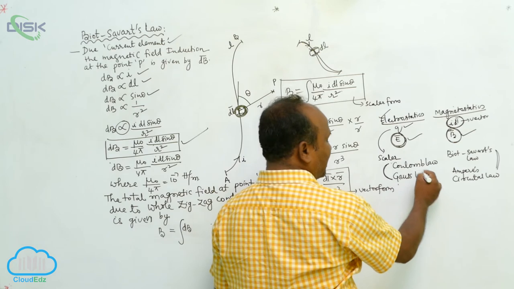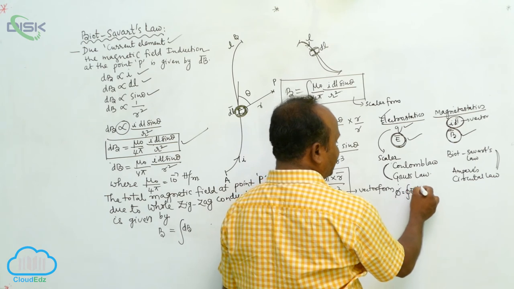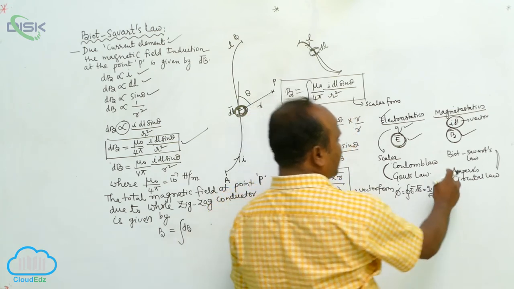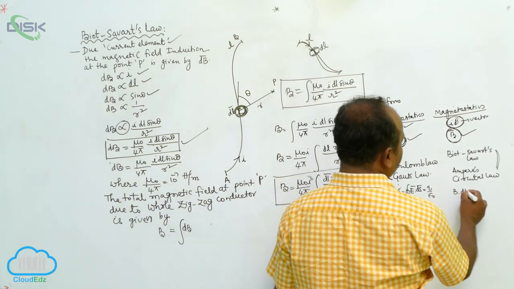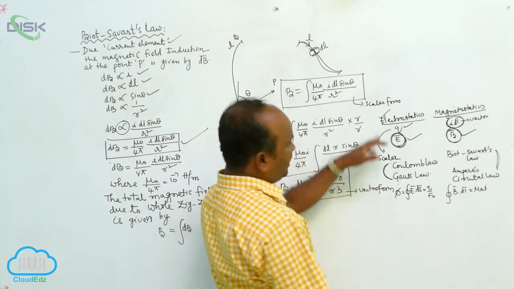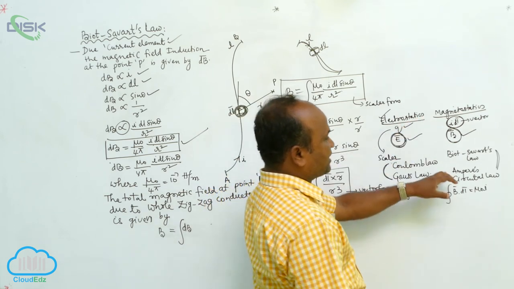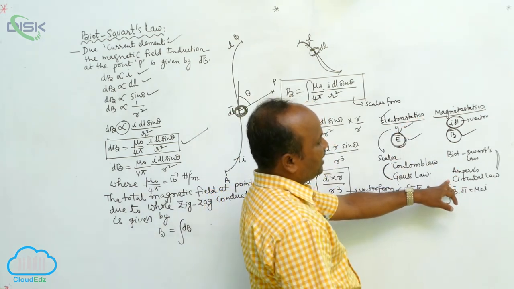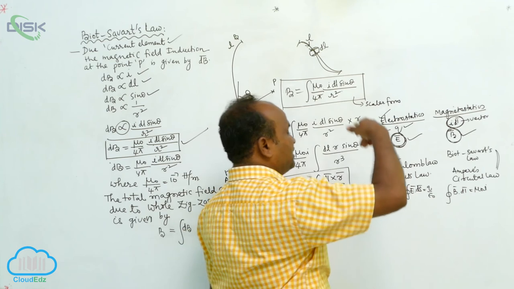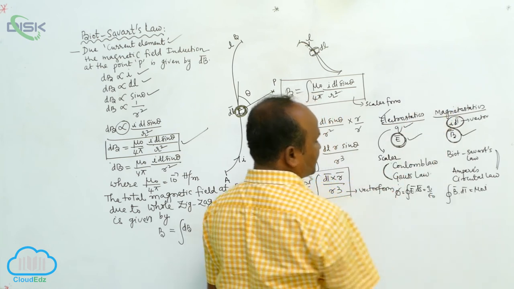What is the statement of Gauss law? The flux, that is the closed integral of E bar dot ds bar, is equal to Q by epsilon naught. Ampere circuital law: the line integral of B bar dot dl bar is equal to mu naught I. Therefore, in electrostatics, Coulomb law and Gauss law are there. In magnetostatics, Biot-Savart's law and Ampere circuital law are there. Whatever the relation between Coulomb law and Gauss law in electrostatics, there is the same relation between Biot-Savart's law and Ampere circuital law in magnetostatics.